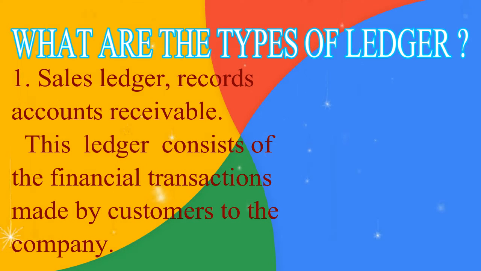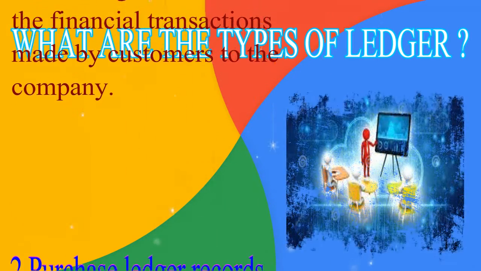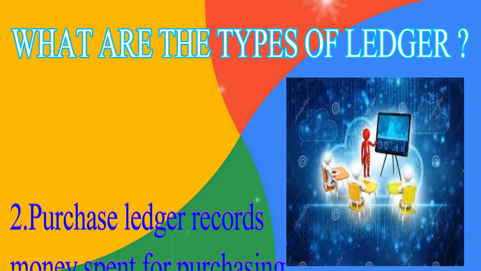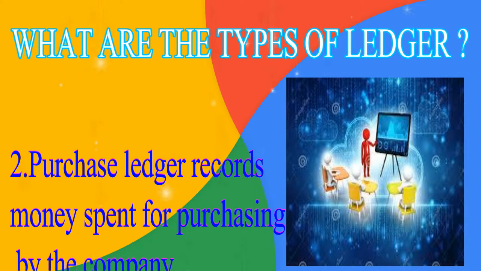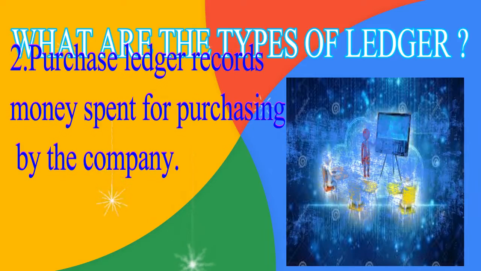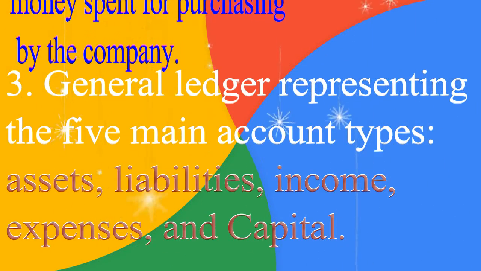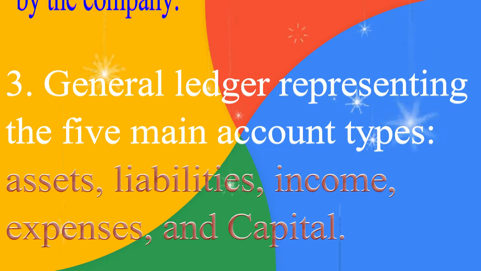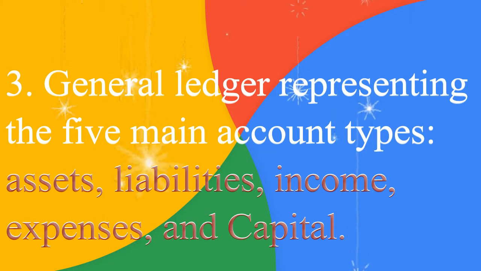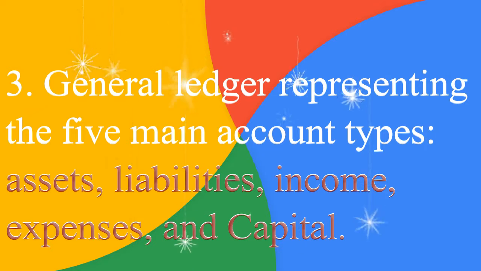Now come to another question: what are the types of ledgers? First, sales ledgers record accounts receivable. This ledger consists of the financial transactions made by customers to the company. Second, purchase ledgers record money spent for purchasing by the company. Third, general ledgers represent the five main account types: assets, liabilities, income, expense and capital.